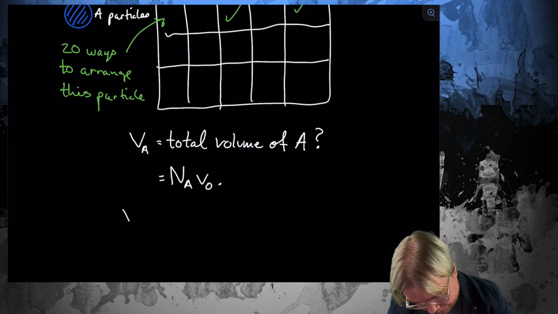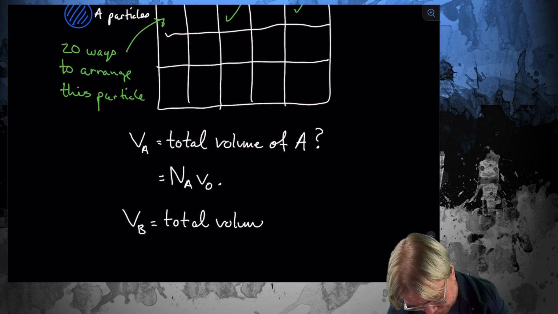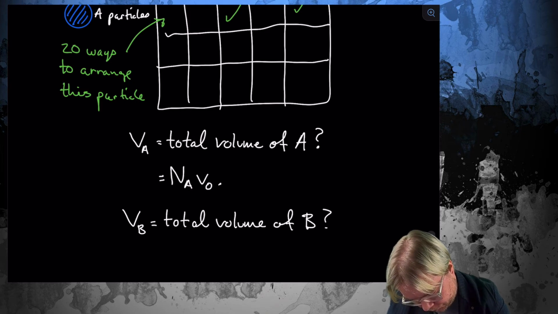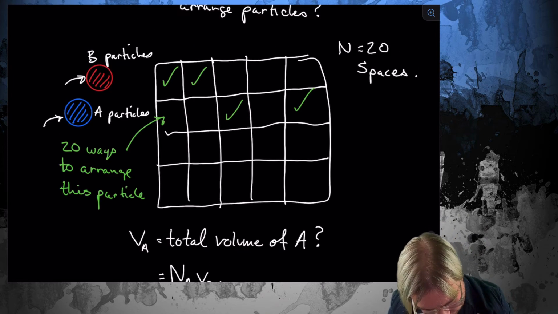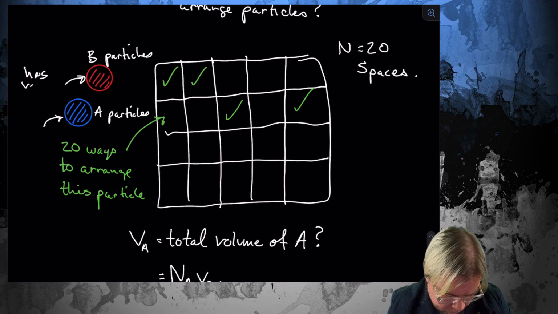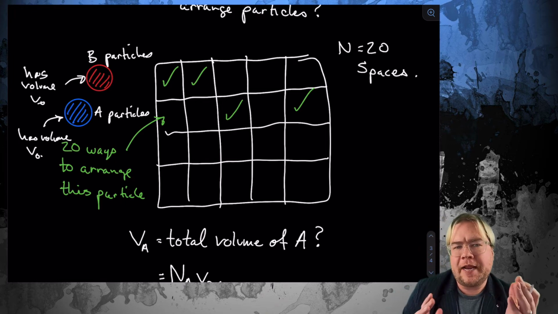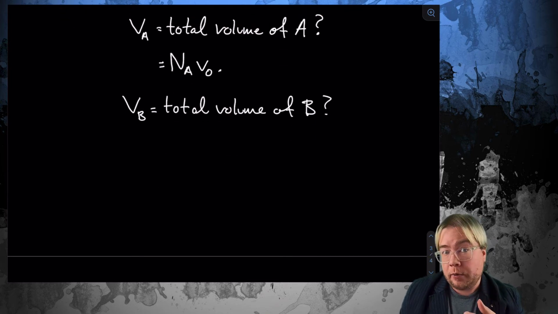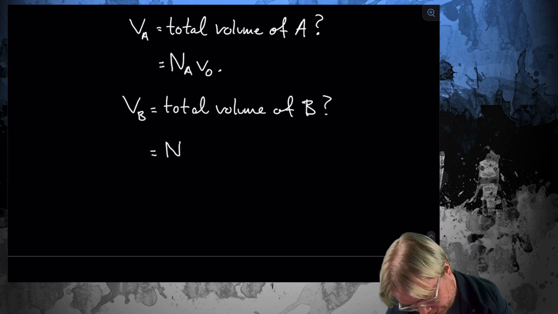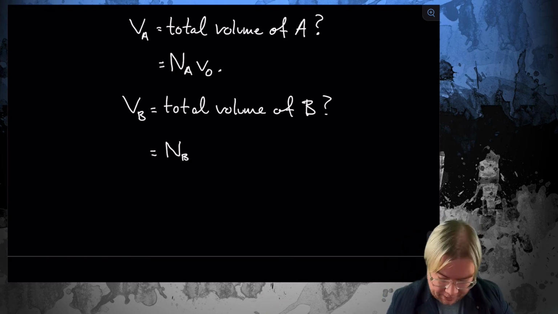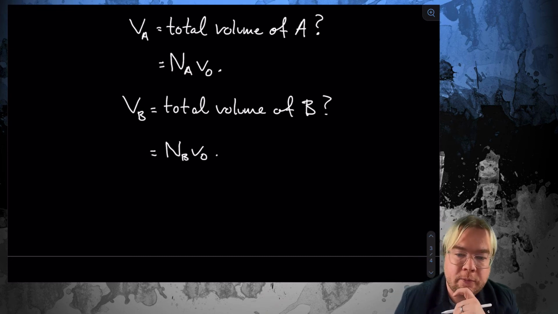So the total volume of B that I'm going to have will be the same thing. Let's assume that all particles have the same size. So a single particle, A or B, will have volume V0. So this also has volume V0. So the particles are going to have the same volumes, but I could have a different number. So I could have more A than B or something like that. So that's why we're calculating this. So the total volume of B will be the number of B particles that I have times the volume of one B particle.